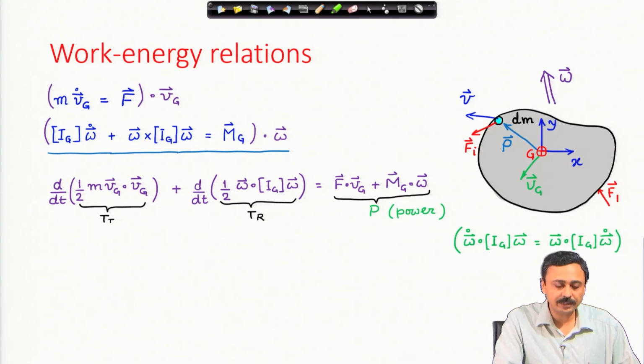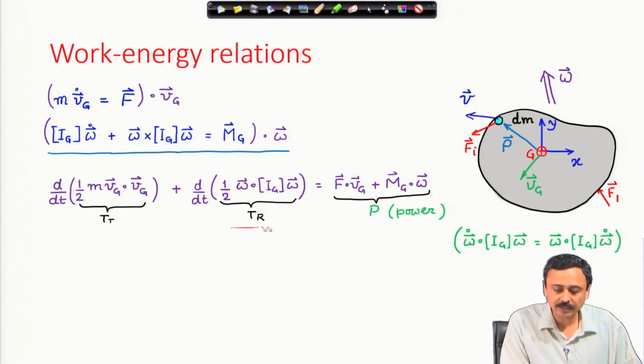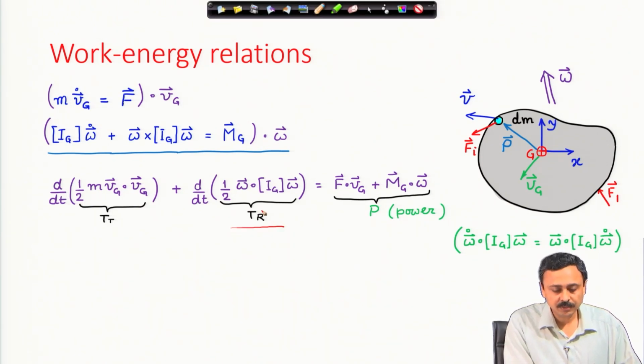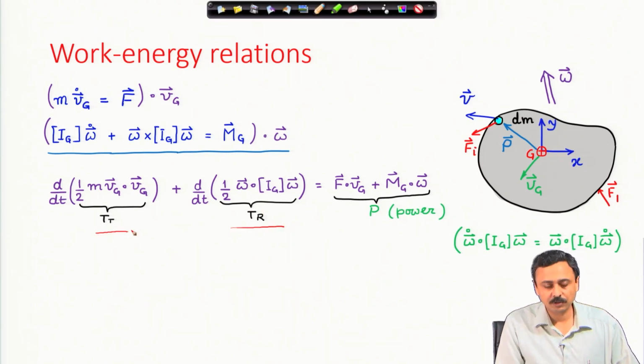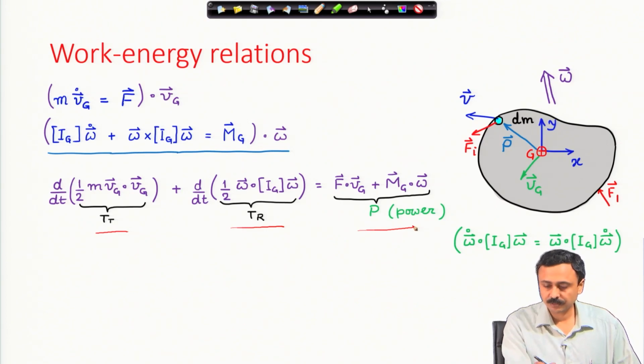This is of course in derivative form. You can identify the terms, the translational kinetic energy and the rotational kinetic energy, and from here you will find the rotational kinetic energy is half omega dot Ig times omega. Translational kinetic energy is straightforward, it has been discussed before, and on the right hand side we have the power input or power exchange of the system.